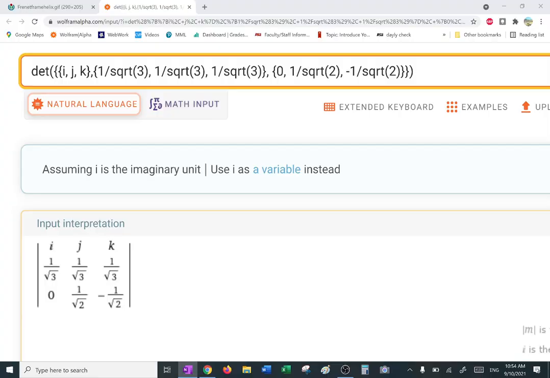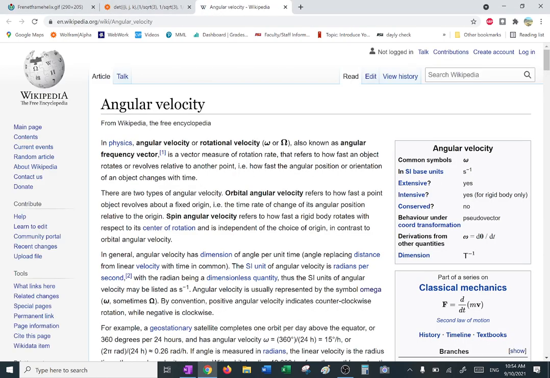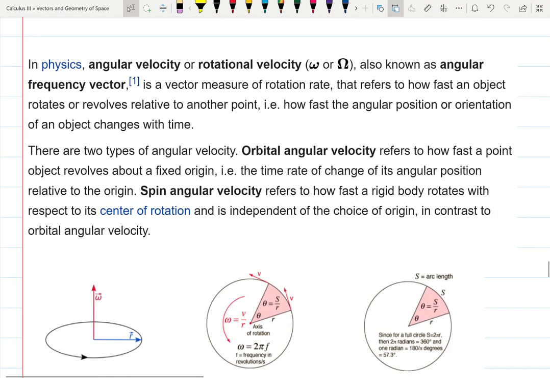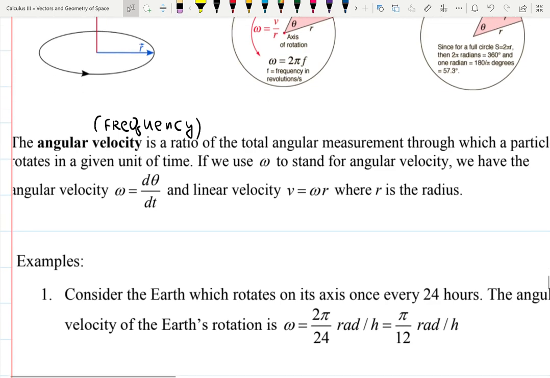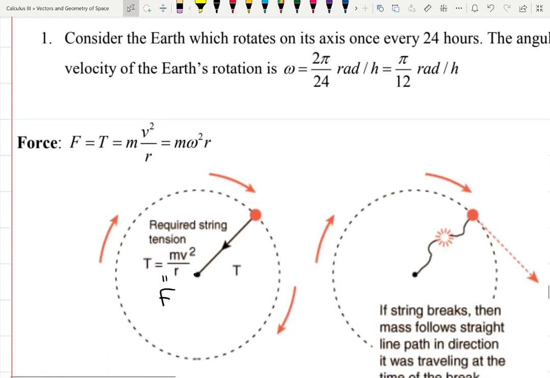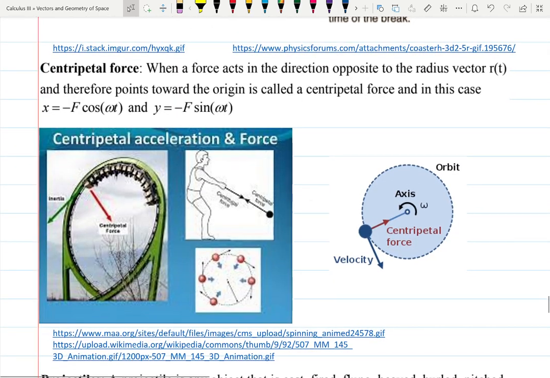Now, I gave you the whole link to Wikipedia that answers the question, what is angular velocity? I don't plan to test on this, but angular velocity is defined by omega. You don't have to write this down. And this is the velocity that has angles, which is pretty cool. There's also angular velocity called frequency. They have formulas, and I like these pictures. This is what angular velocity is.